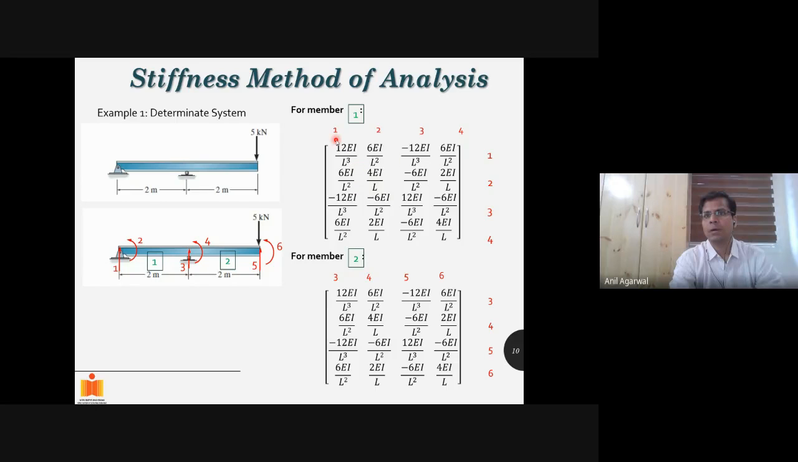Okay. So we write the stiffness matrix for member 1, where each row and each column is marked for the corresponding degree of freedom it belongs to. So this is 1, 2, 3, 4, 1, 2, 3, 4. This term is the 1,1 term, this is the 1,2 term, and so on.